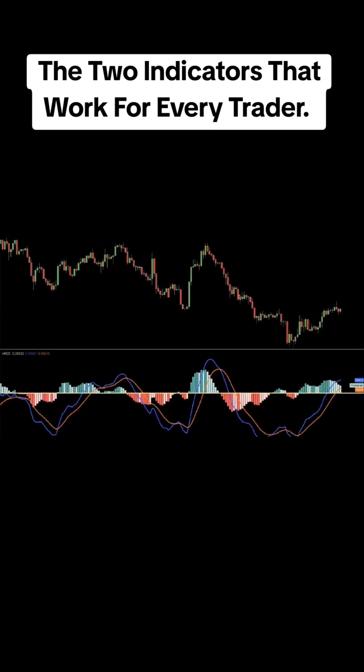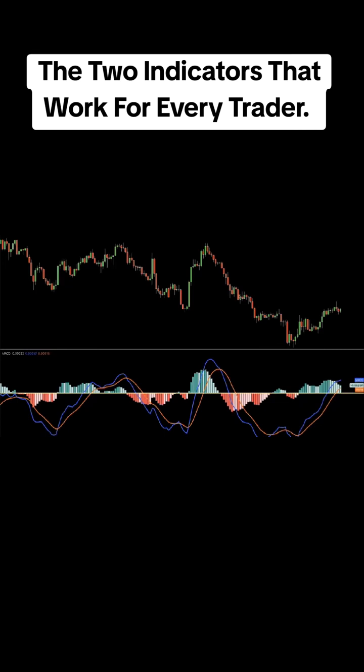Let's start with the first tool every trader should understand. A momentum indicator that helps you identify trend direction and potential entry points with precision. It's called the MACD. MACD stands for Moving Average Convergence Divergence, and it's one of the most powerful indicators traders use to spot trends and measure momentum.